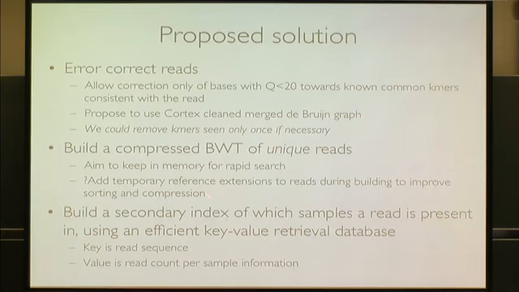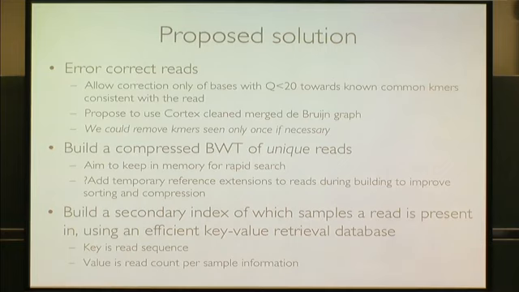And then we build a secondary index of which samples a read is present in. So the first question we can ask is, is this read present, and can we match it to one of these searchable indexes and extend it? And then we can secondarily ask which samples, and how often is that read seen, and in which samples? So we can do these questions across samples.